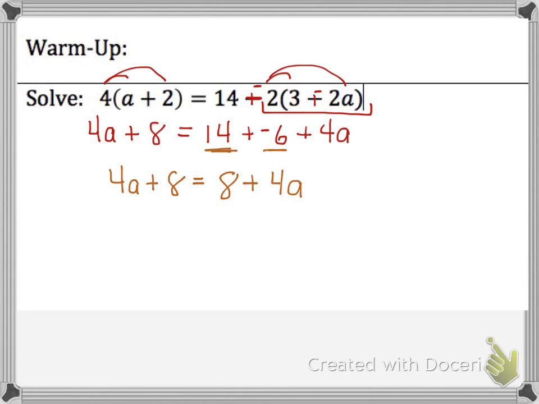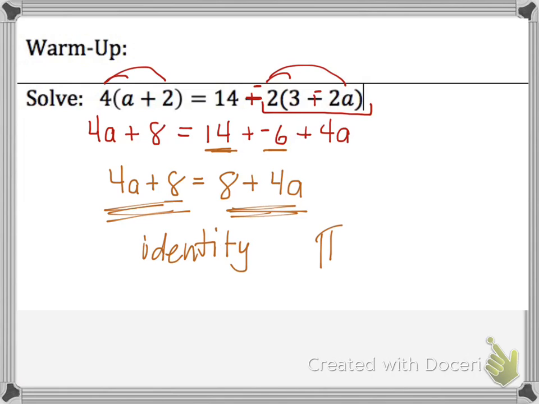Now you could continue to go through the solving process, but hopefully you recognize that what we have is the identity, that we have the same thing on both sides. And so that is one of your special solutions. That's going to be all real numbers.